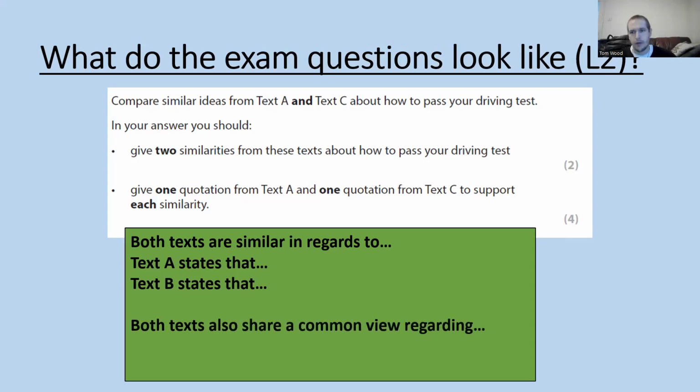Both texts also share a common view regarding, and then we put our second point. So both texts also share a common view regarding keeping your nerves under control. Text A states that, direct quote. Text B states, direct quote. So what we can see here is I'm going to get 1 mark for the similarity, and then once I put in my 2 quotes, that is 3 marks in total. The same for this part here. It is a very easy and nice way to get 6 marks there, and we've got a lot of time to actually go through and answer these.